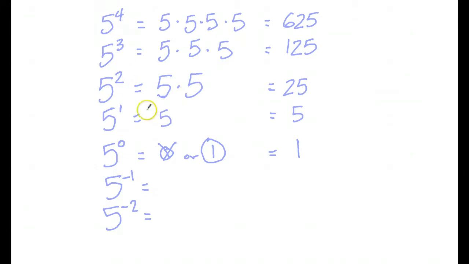So the next thing I want you to do is pause the video here, and talk to your partners about what you think is going to happen here. What's going to happen when we have 5 to the negative 1 power and 5 to the negative 2 power? So why don't you take a look and pause the video.